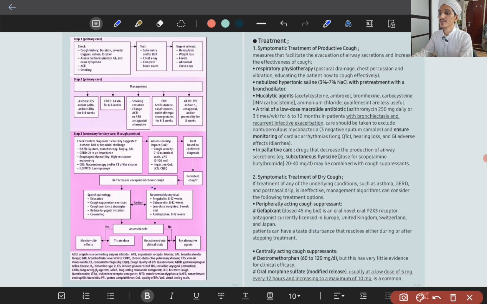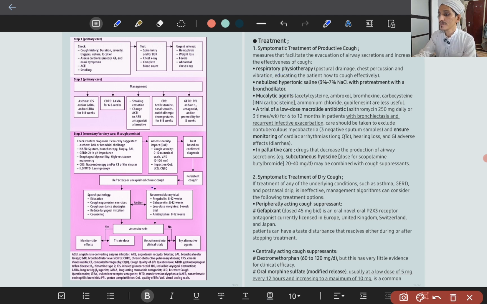So the main thing in productive cough, what you give a patient who comes with upper respiratory infection, you will give these two: hypertonic saline along with the bronchodilator and mucolytic agent. These are the drugs which are given. That's all for acute patients in OPD.